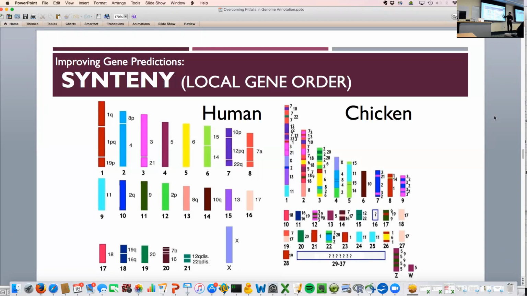And even between human and chicken, with all these millions and millions of years separating the two, even though this might look kind of fragmented, it's kind of incredible how many of these unbroken stretches we have. And so that is a really, really powerful tool. In my opinion, one of the most important, most powerful tools for annotating genomes, for figuring out what this gene really is.